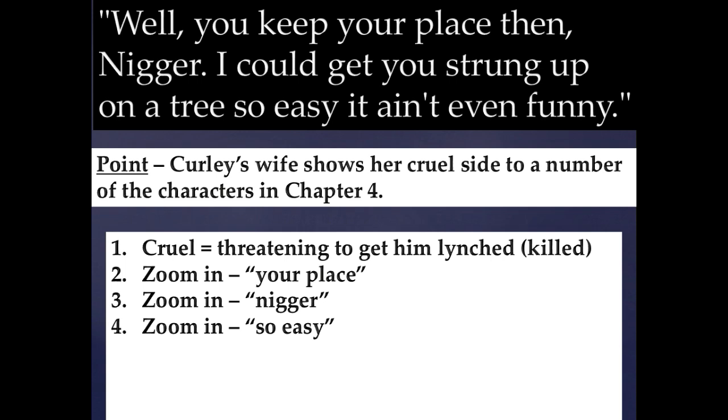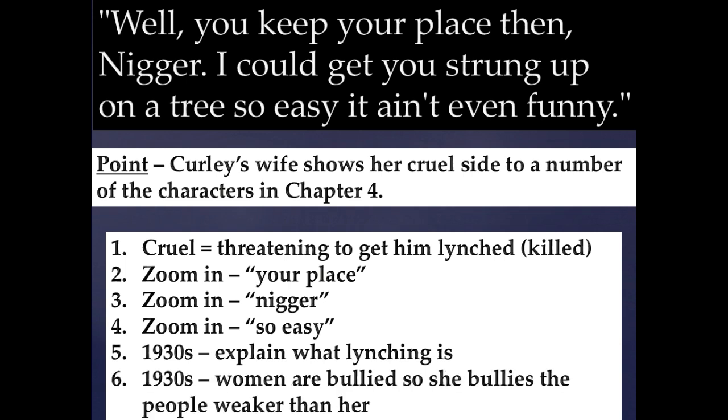And we could also zoom in on "so easy". We could comment on the fact that it wouldn't be a hard thing for her to get him lynched. She could literally do it as easily as clicking her fingers. Then we could talk about the 1930s, explain what lynching was and how it was commonplace. And we could also talk about how women were bullied in the 1930s, so maybe that's why she's bullying the other characters. We could also talk about Crooks, and the place of the black man in 1930s American society.